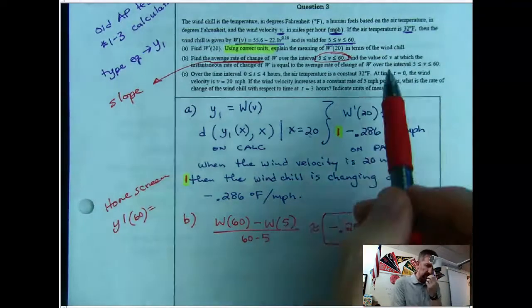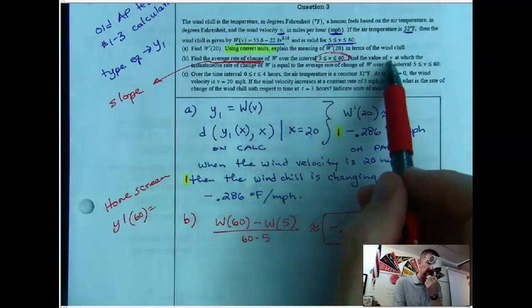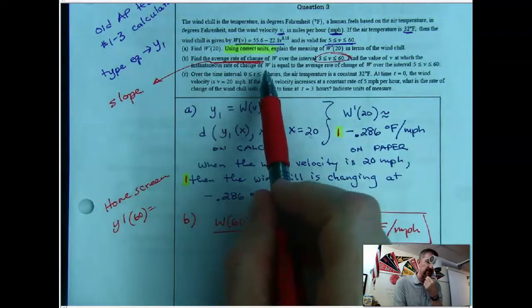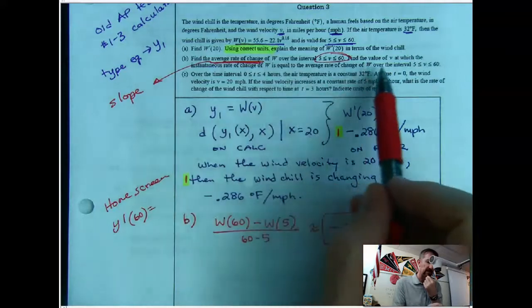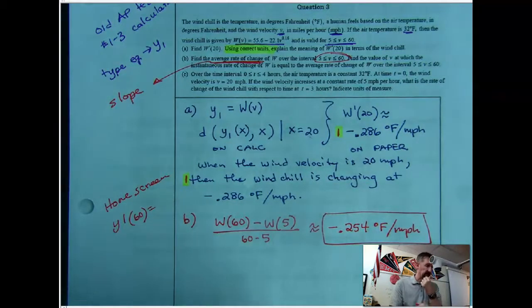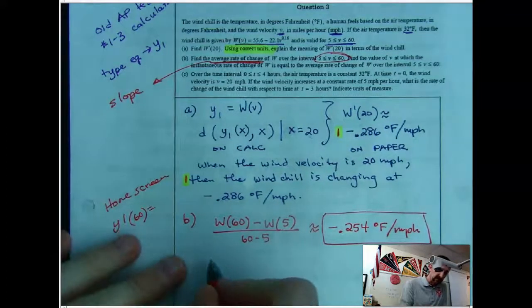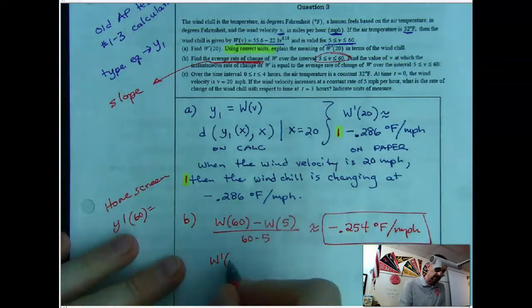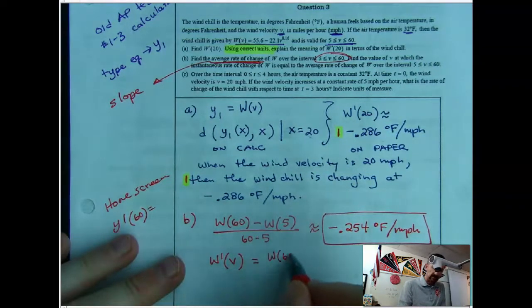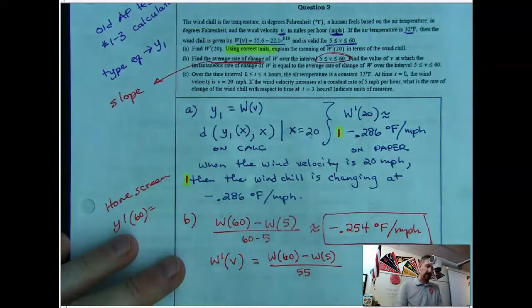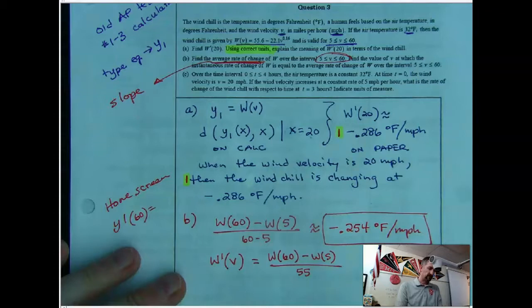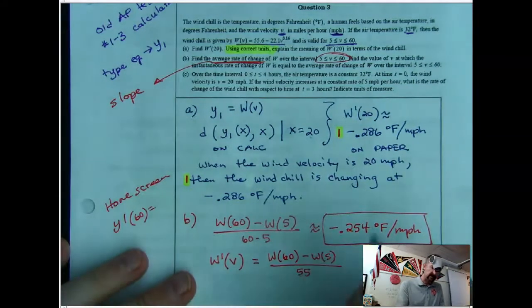Now it says, find the value of V at which the instantaneous rate of change of W is equal to the average rate of change of W. All right. So you want to be careful here. So what they're asking you is, W prime of what is equal to W of 60 minus W of 5 over 55. So we just had this calculated.